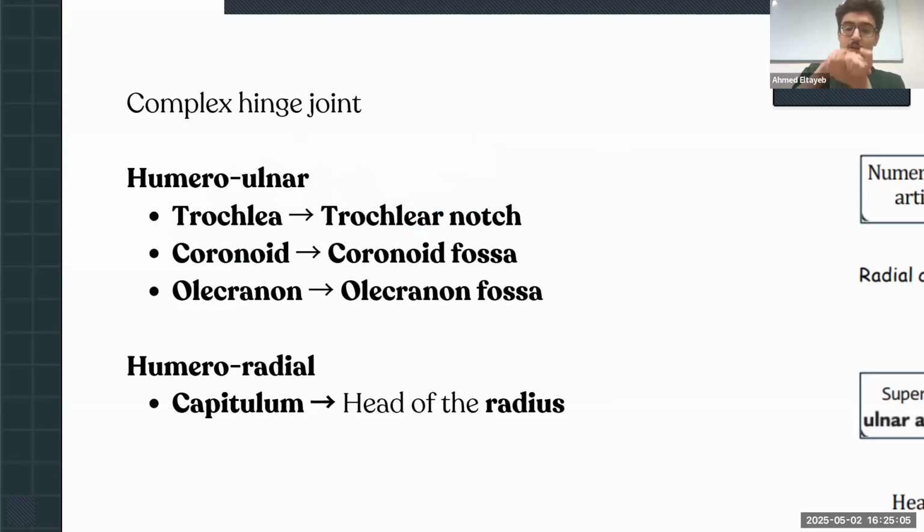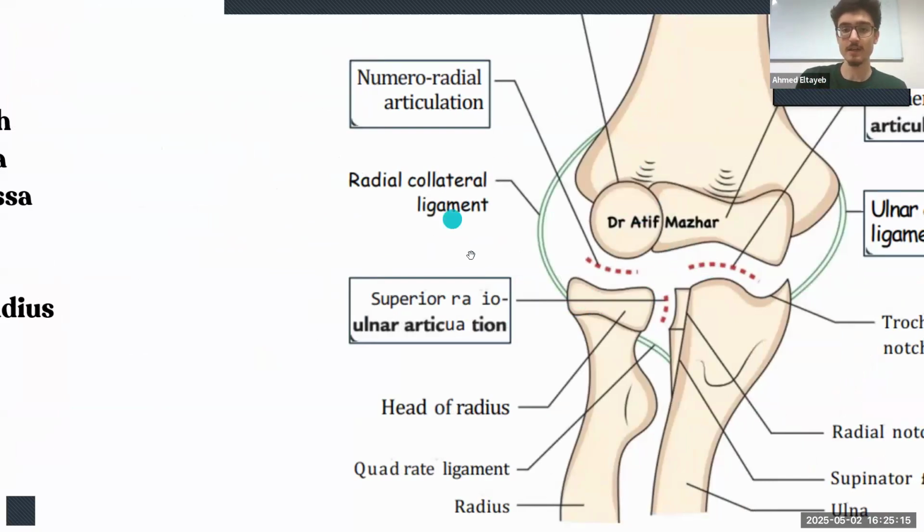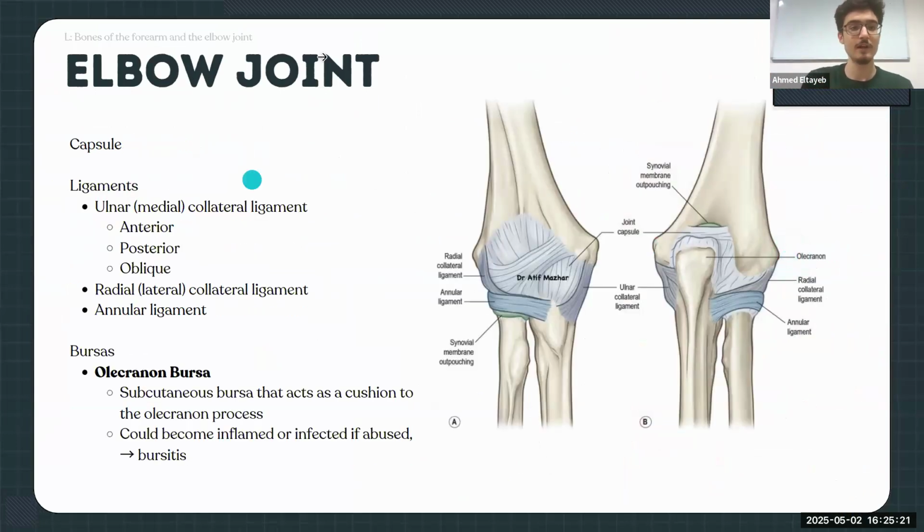So all of these are going to fit neatly into each other like a cupping, and it's going to form this hinge joint. When we're talking about the radius, it's very straightforward. You just have the head of the radius and the capitulum of the humerus, which is very simple. Now, again, we mentioned the capsule and the ligaments, things you already know from synovial joints. Of course, you're going to have collateral ligaments: the ulnar collateral ligament and the radial collateral ligament. And over here we have a special ligament, which is called the annular ligament.